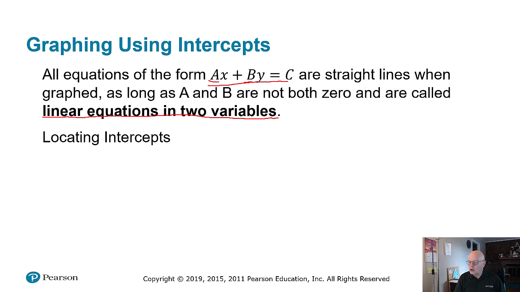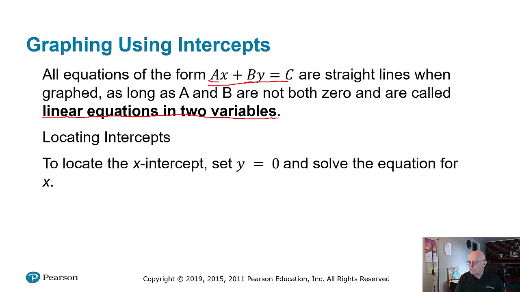First of all, locating the intercepts. Where are the intercepts and what are the intercepts? Intercepts are the same thing as what you see in the sky when you see a jet go overhead and there's a trail behind it. Sometimes those trails intercept each other or intersect each other. Well, this is the same thing. Where does a graph go across the x-axis or go across the y-axis?